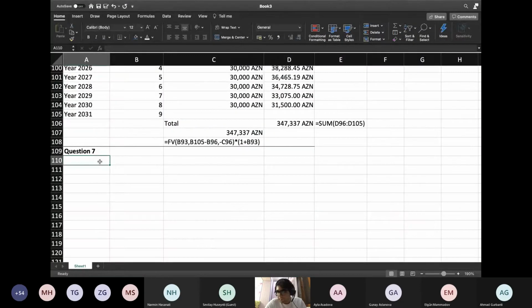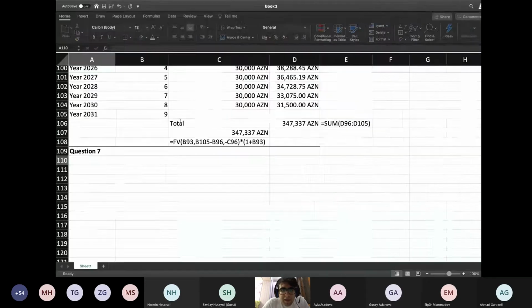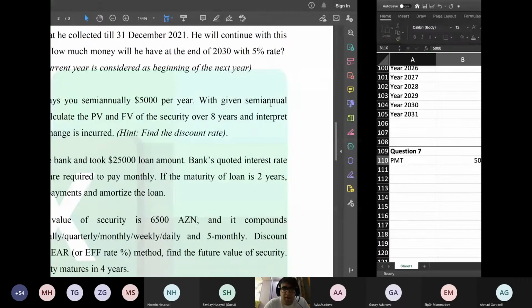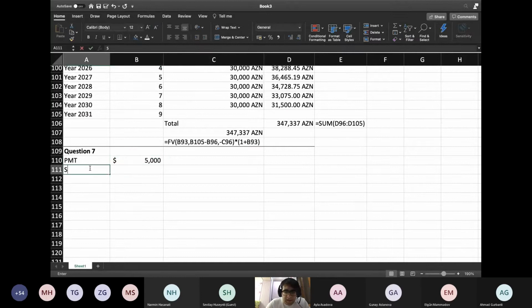So we have semi-annually payments, PMT 5,000. It should be dollar, yes. Semi-annual rate. Let me write semi-int rate 6%.